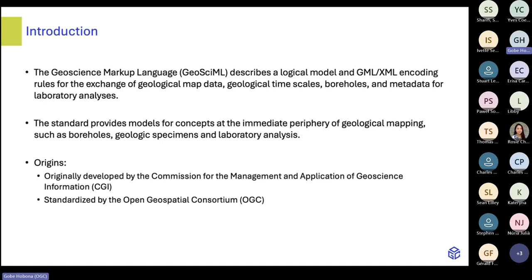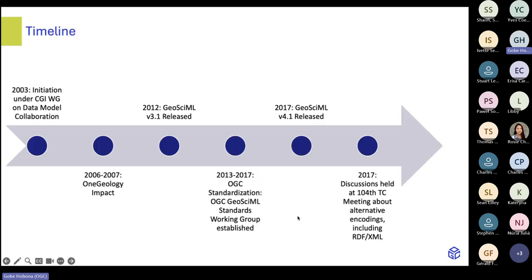Is that okay? Cool. Yeah, IUGS. In fact, CGI started GeoSciML and then brought OGC in sometime later to collaborate on the standardization. So it is well and truly a community-built standard.